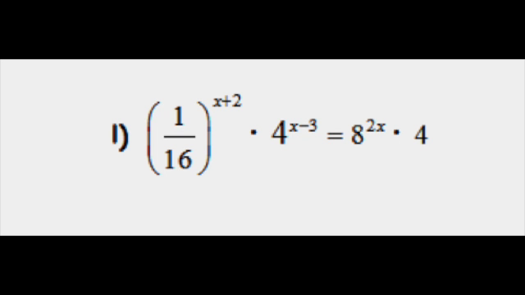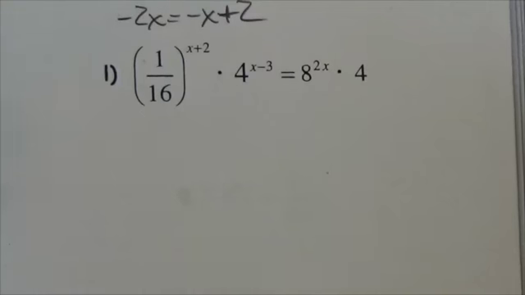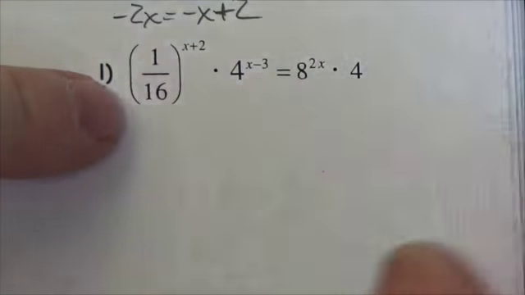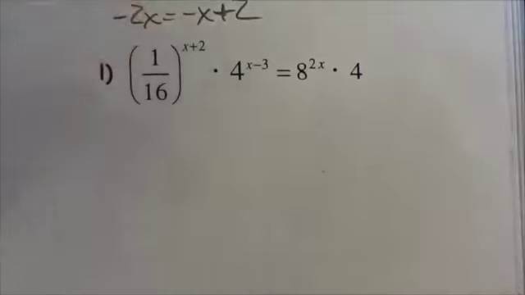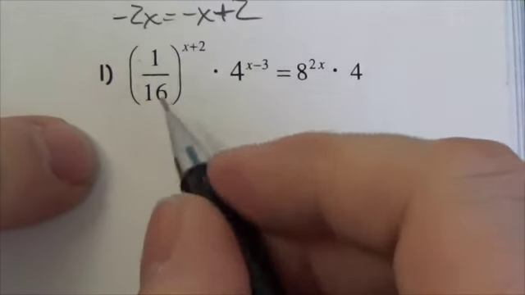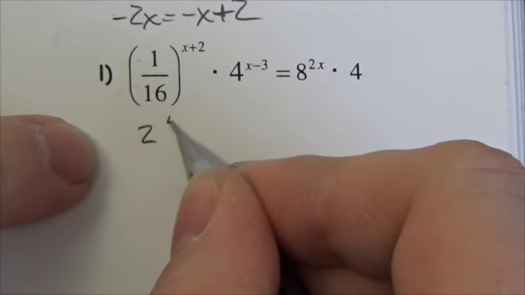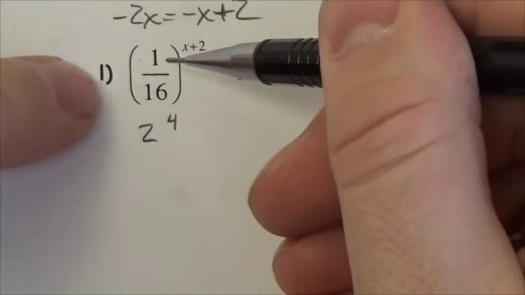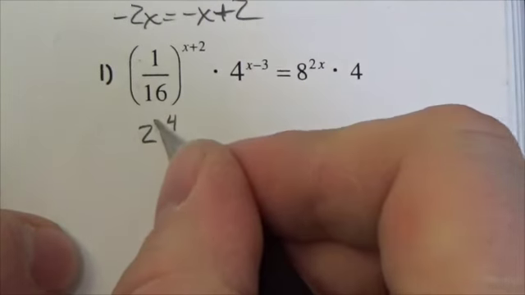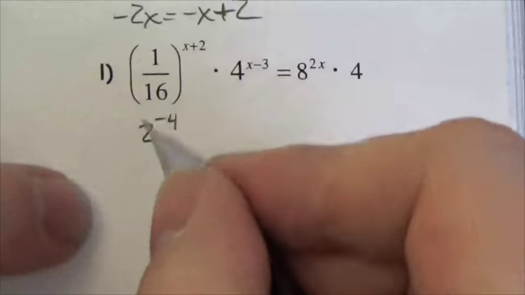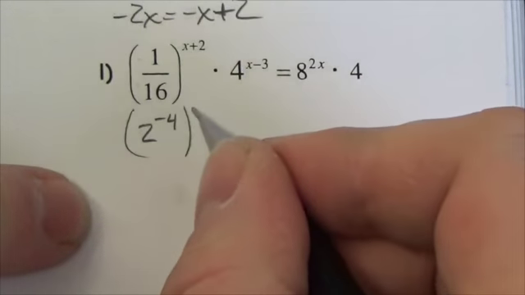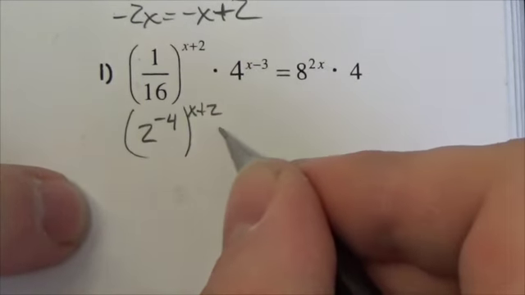1/16 to the x plus 2 multiplied by 4 to the x minus 3 equals 8 to the 2x multiplied by 4. All right, now this one's got a lot going on with it. But look at the bases here, 16, 4, 8. All of these are powers of 2. So 16 is going to be 2 to the 4, but it wasn't just 16, it was 1 over 16. So to get the sense of that reciprocal here, I'll put a negative in the exponent. This is still to the power of x plus 2.